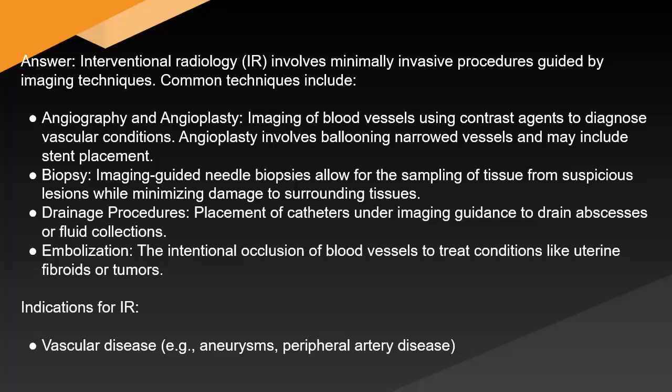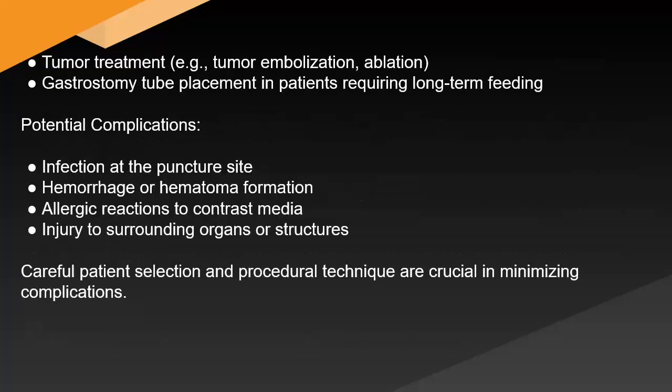Embolization. The intentional occlusion of blood vessels to treat conditions like uterine fibroids or tumors. Indications: vascular disease, e.g., aneurysms, peripheral artery disease. Tumor treatment, e.g., tumor embolization, ablation, gastrostomy tube placement in patients requiring long-term feeding. Potential complications: infection at the puncture site, hemorrhage or hematoma formation, allergic reactions to contrast media, injury to surrounding organs or structures. Careful patient selection and procedural technique are crucial in minimizing complications.